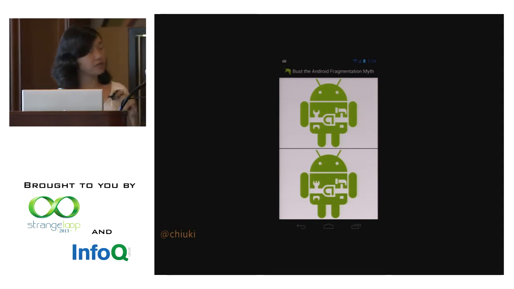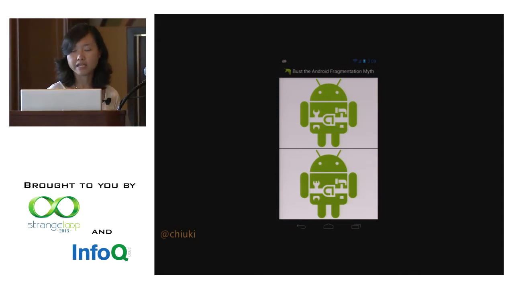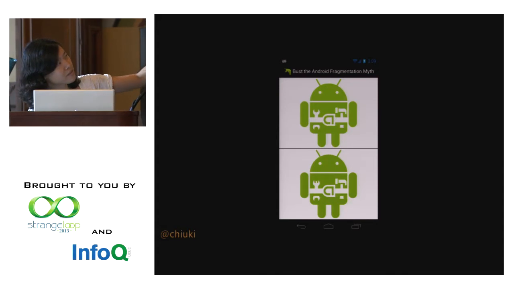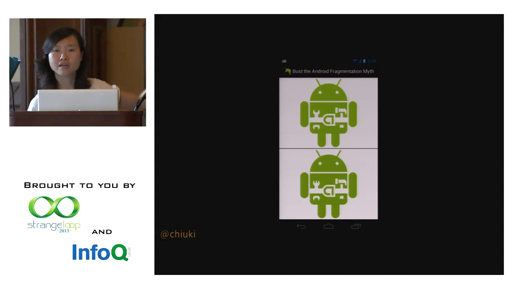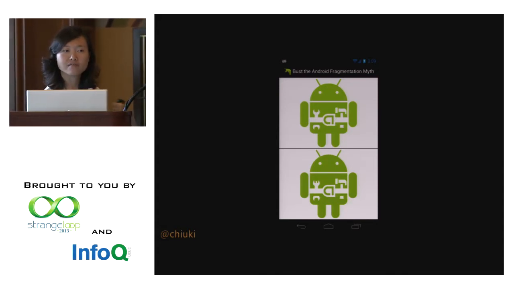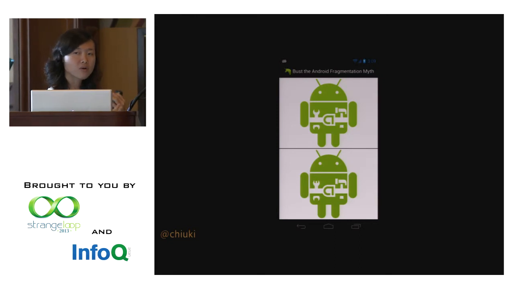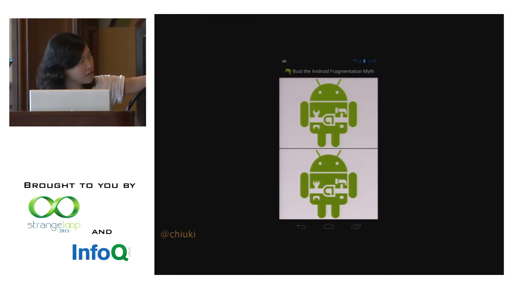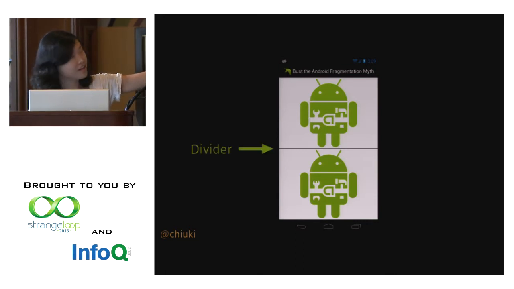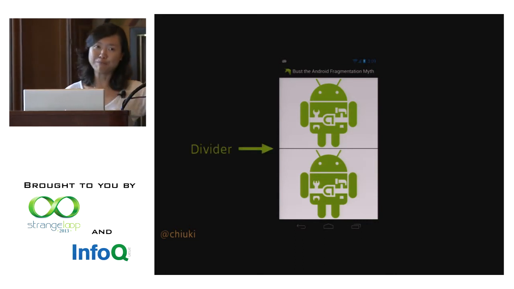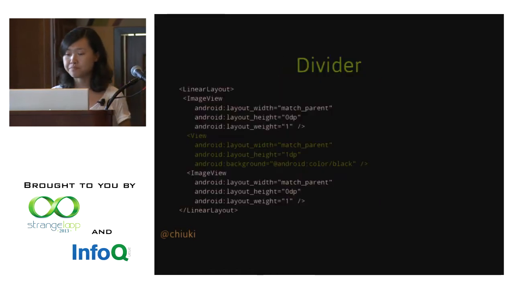So that layout actually still has something missing. I have the two images that I specified in my linear layout. Can someone spot something on this screen that I have not spelled out on the previous slide, in the XML? Bit of a trick question here. So that's image 1, and then there's image 2. And I have a divider in the middle. So how am I going to do that?